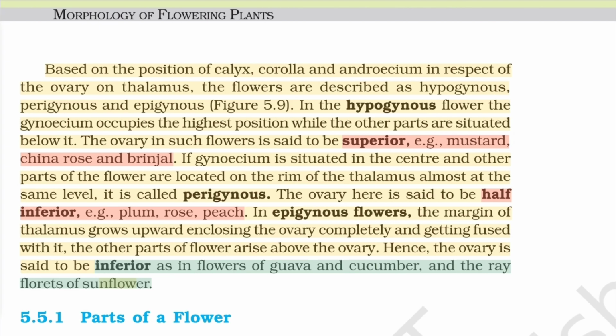If gynoecium is situated in the center and other parts of the flower are located on the rim of the thalamus almost at the same level, it is called perigynous. The ovary here is said to be half inferior, example, plum, rose, peach. In epigynous flowers, the margin of thalamus grows upward enclosing the ovary completely and getting fused with it, the other parts of flower arise above the ovary. Hence, the ovary is said to be inferior as in flowers of guava and cucumber and the ray florets of sunflower.